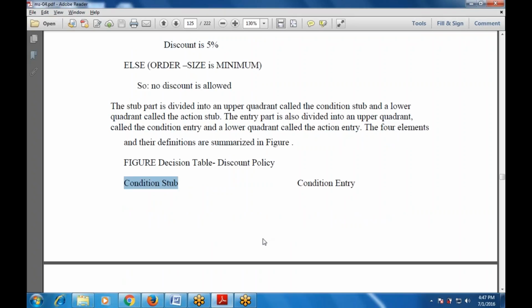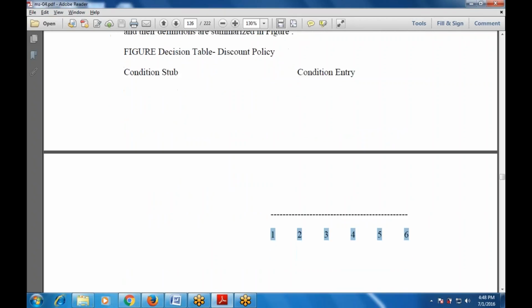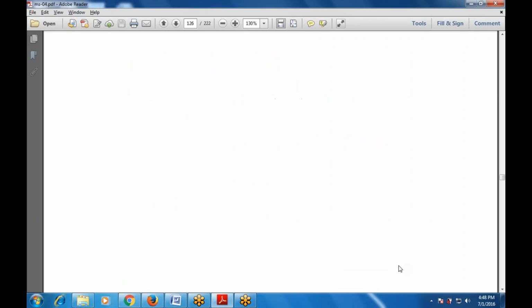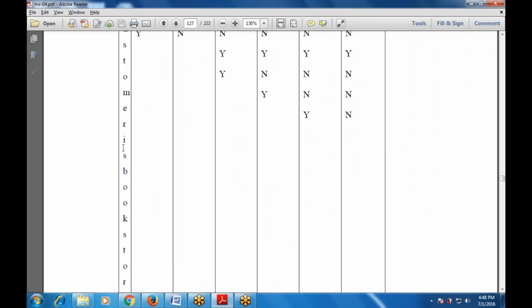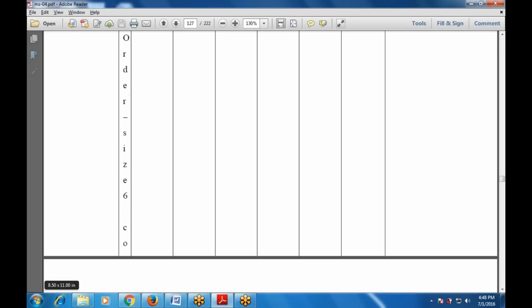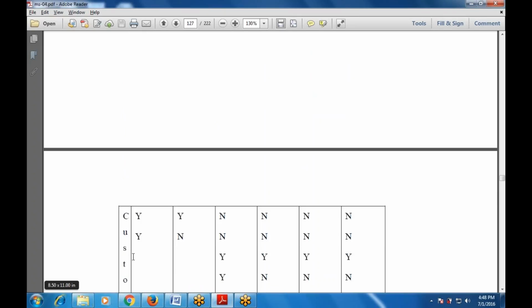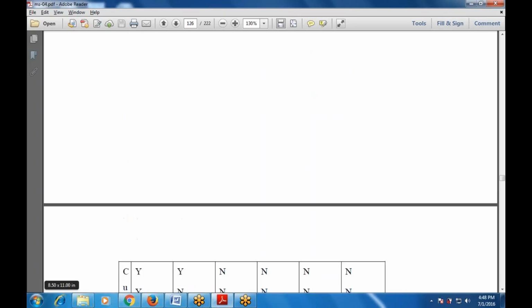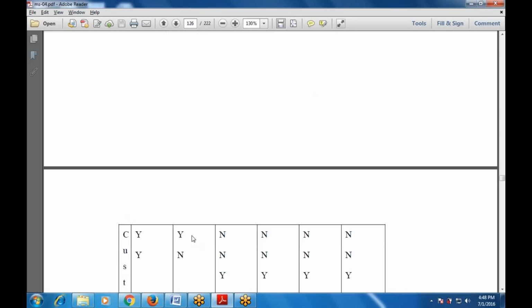On the left hand side there is the condition stub, on the right hand side there is the condition entry, and these are the 6 major components available for the condition entry. These are 1 2 3 4 5 6, and this is the customer is bookstore, order size. That means the customer is bookstore, so this is for the condition if the customer is a bookstore. And then there is the Y, that means yes. Then again this is yes, the condition for the bookstore.